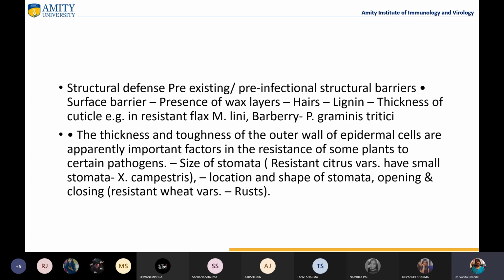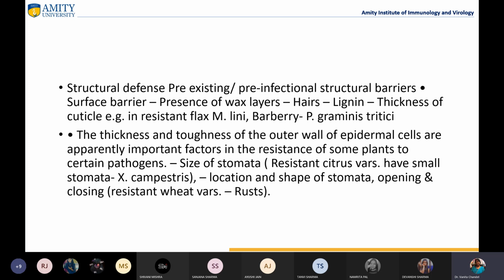Why? Because their cuticle is so thick, or their outer wall is so thick, that the pathogen is not able to gain entry. It cannot enter, or the pre-penetration processes cannot take place. So that means it is not affecting the plant, and the plant is resistant to that particular pathogen. So these factors are playing a role here, right?